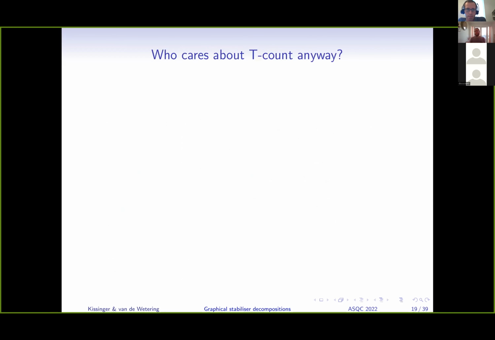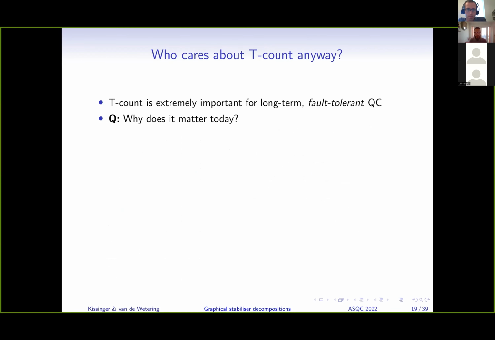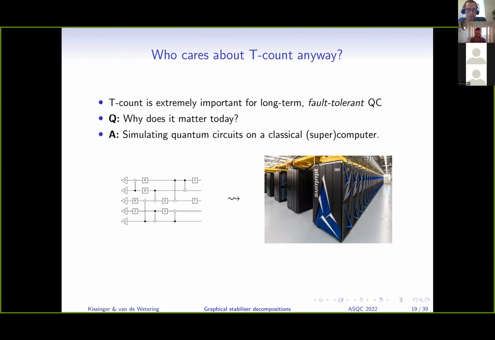But yeah, so why was I telling you about circuit optimization and about T count? Who cares about T count? This is very important for long-term fault-tolerant quantum computing. But if you're a skeptic and you think that this is 10 or 20 years away, then why does T count matter? Well, one case where it is actually becoming very important is doing classical simulation of certain kinds of quantum circuits, of Clifford+T circuits, which don't actually have that many T gates. You can classically simulate them.